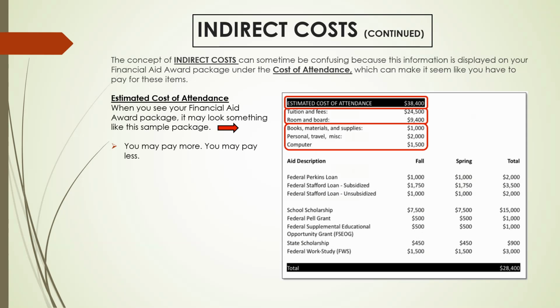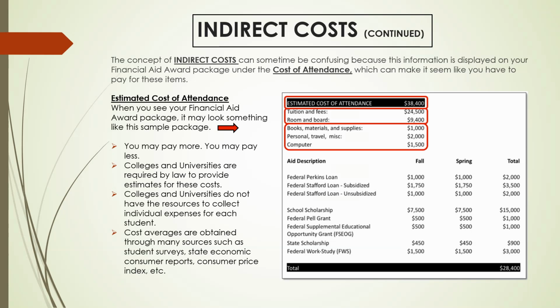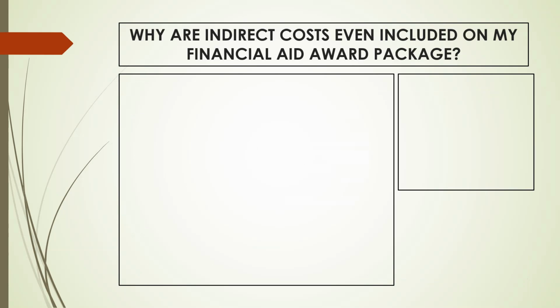Now you may pay more or you may pay less for these individual items in the indirect costs. But colleges and universities are required by law to provide estimates for these costs. Each individual university doesn't have the resources to collect individual expenses for each student, and that's why an average is obtained. And these average costs are obtained through sources such as student surveys, maybe state economic consumer reports, consumer price index, etc.